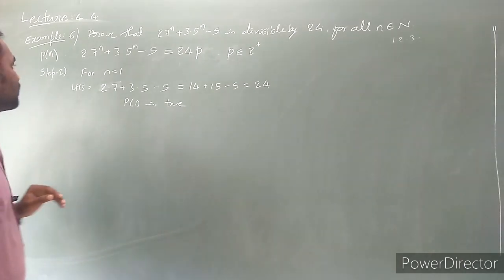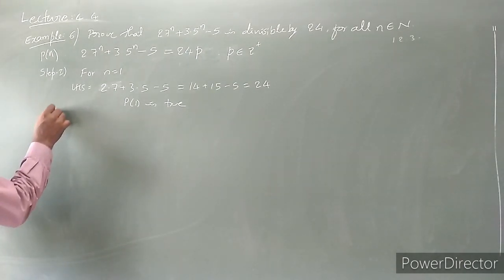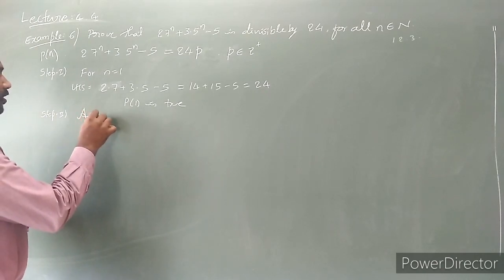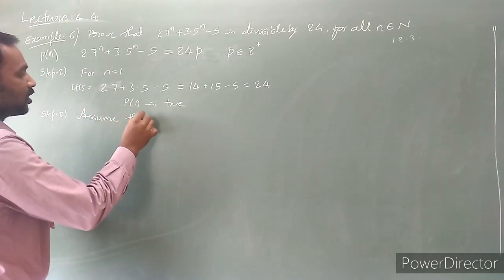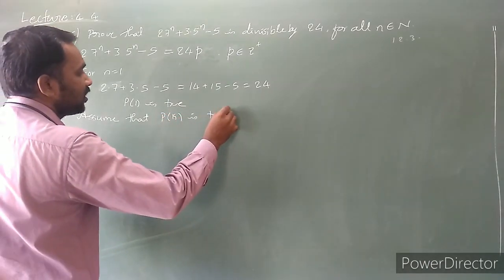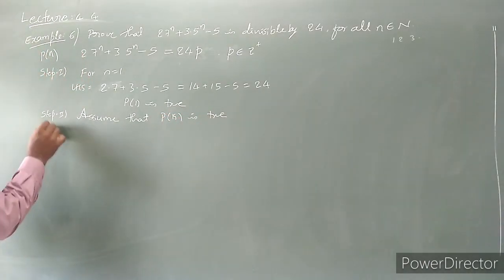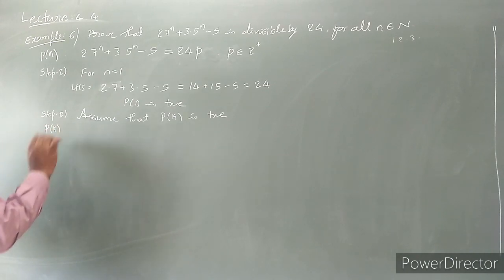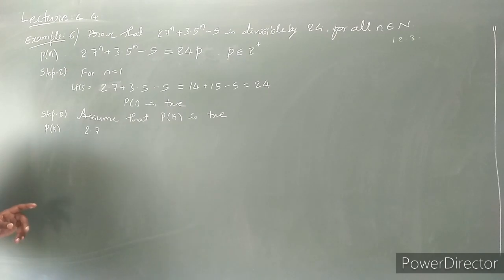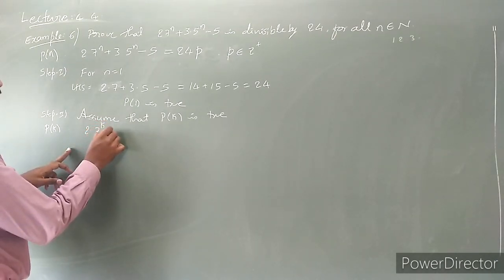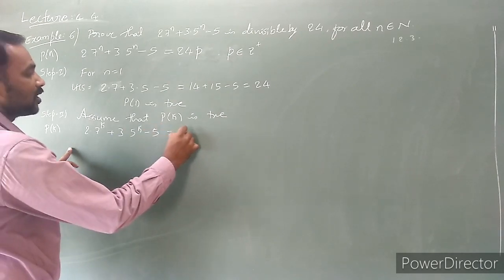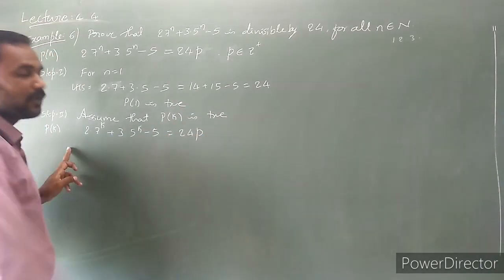Now the first step is true. Now come to the second step. What is the second step? Step number 2, the assumption step. Assume that P of k is true. What will we get for P of k? P of k is equal to 2 into, wherever n is there, replace with k: 2 into 7 power k plus 3 into 5 power k minus 5 is equal to 24 times of p.